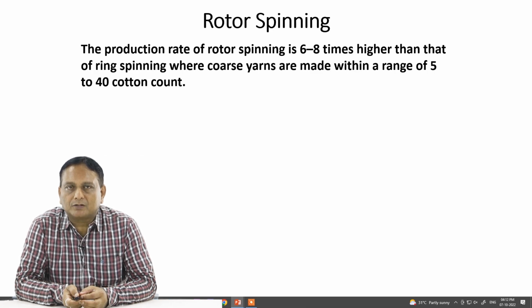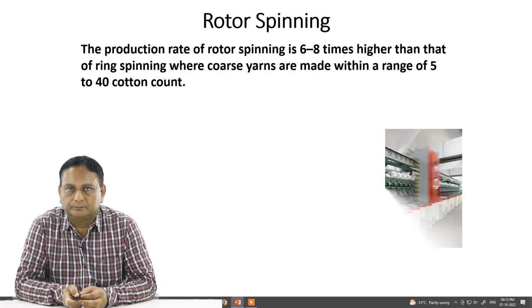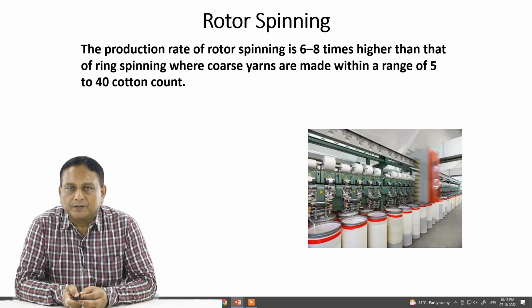Now what are the important features of rotor spinning? The production rate of rotor spinning is 6 to 8 times higher than that of ring spinning, where coarse yarns are made within a range of 5 to 40 cotton count. So these are the unique features: the production rate of rotor spinning is higher than the ring spinning. This is another figure for open end spinning and rotor spinning in the industry.